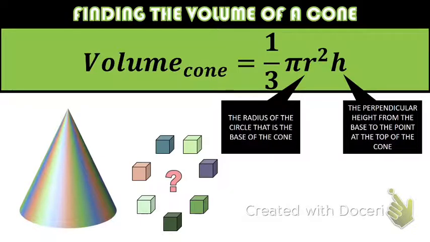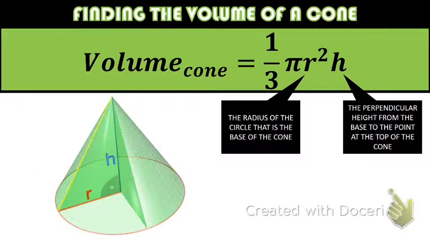So if the circle on the bottom and top of the cylinder is the same as the circle on the bottom of the cone, and they have the same height, then 3 times as many cubes will fit into the cylinder as will fit into the cone. That's why the volume of a cone formula is 1/3 pi r squared h, because only 1/3 of the cubes will fit into a cone.